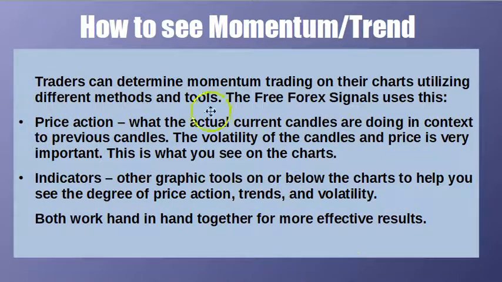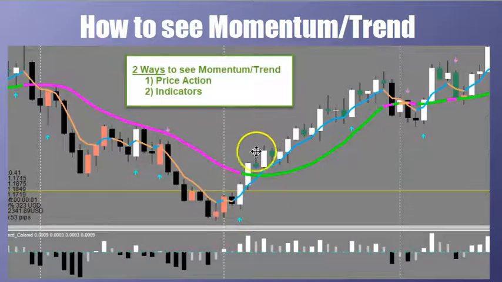Generally, one aspect of seeing momentum is not enough. You kind of need both to work hand in hand and to understand how they relate with each other. Let's take a look at how to see momentum again. Okay, two ways, price action and indicators. And by price action, I mean just take a look at the candle structure here, the size of the candles.